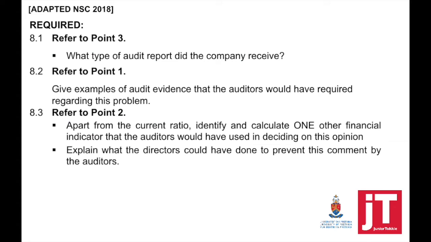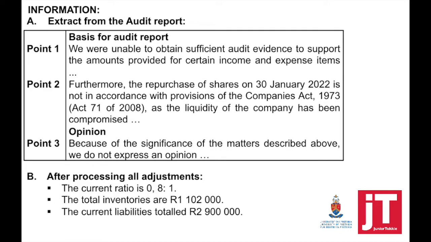Required, we are going to look at question 8.1 up to question 8.3. You are provided with an extract from an audit report and information B. After processing all the adjustments, they provided you with the current ratio, the total inventories, and the total current liabilities. Take note of how financial indicators can be incorporated in audit reports.